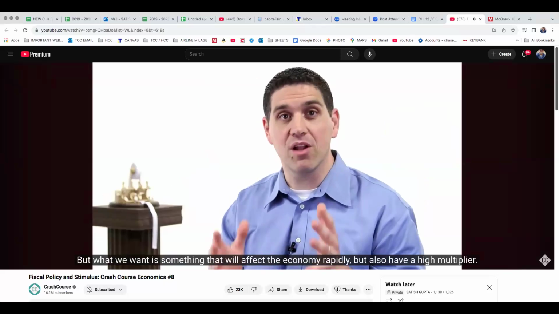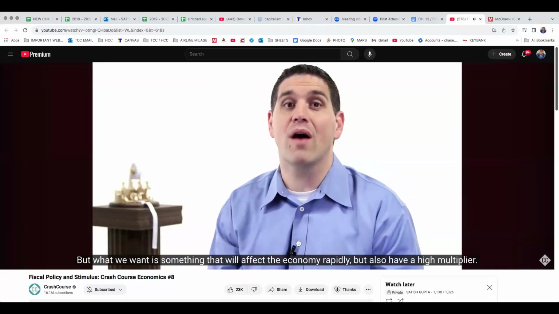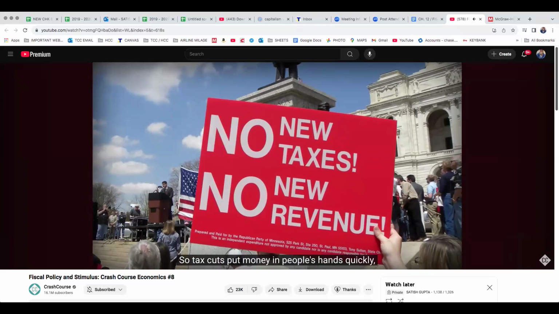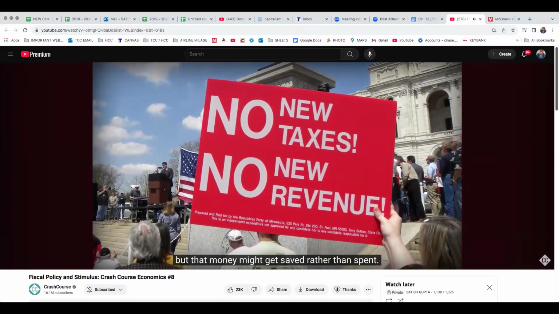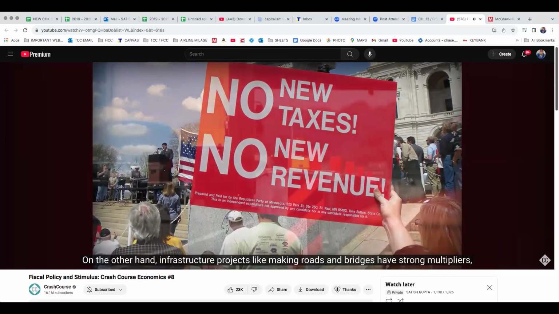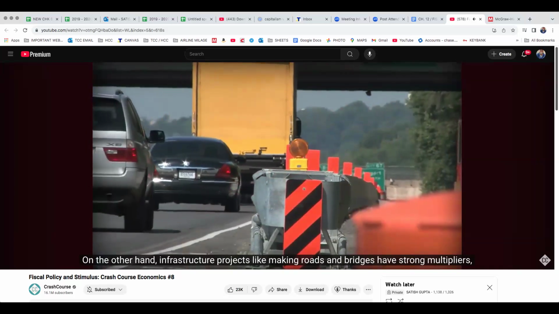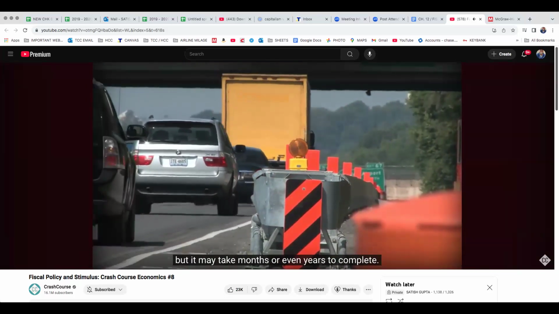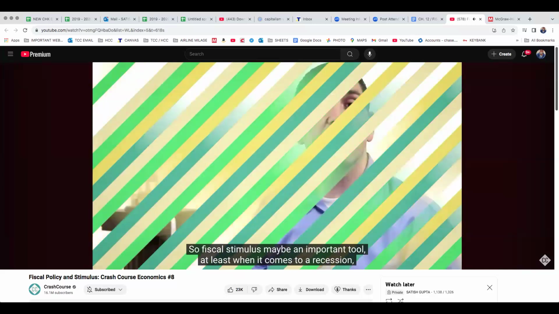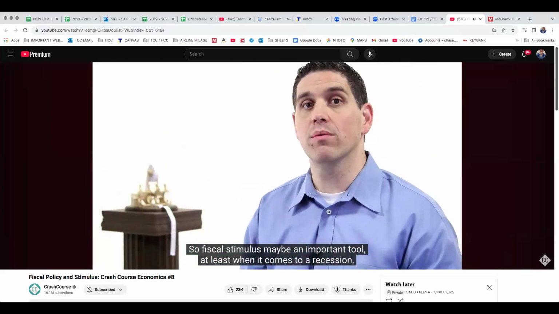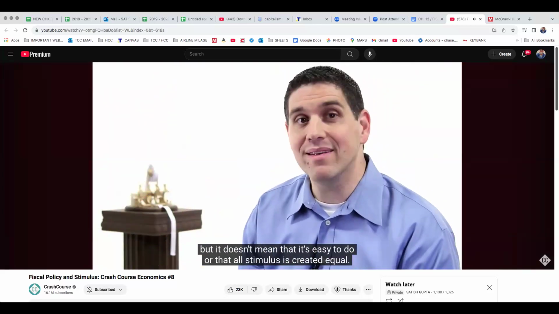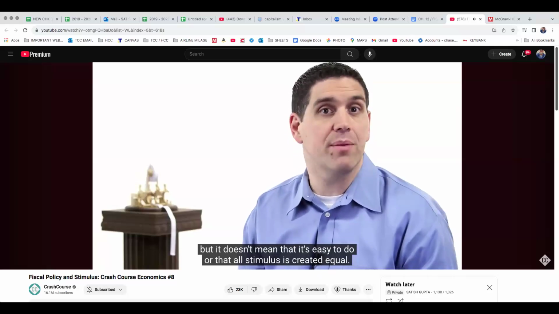But what we want is something that will affect the economy rapidly, but also have a high multiplier. So tax cuts put money in people's hands quickly, but that money might get saved rather than spent. On the other hand, infrastructure projects like making roads and bridges have strong multipliers, but it might take months or even years to complete. So fiscal stimulus may be an important tool, at least when it comes to a recession. But it doesn't mean that it's easy to do or that all stimulus is created equal.